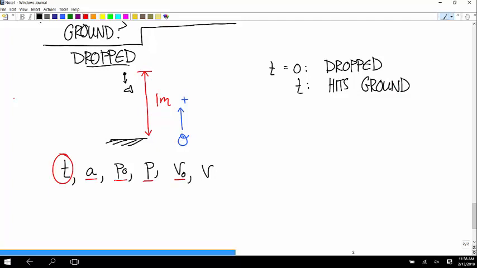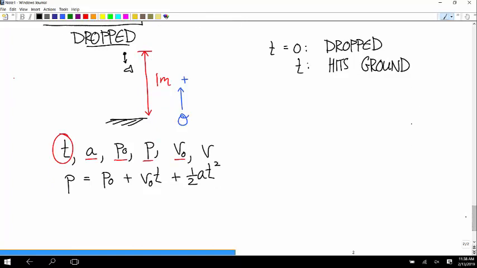And now we're looking for an equation that has t in it, and everything else in it is known. So it looks like this one will work. P is equal to P0 plus V0t plus 1/2 at squared. So P is equal to 0. P0 is 1. V0 is 0. 1/2 times acceleration, which is negative 9.81, times t squared.